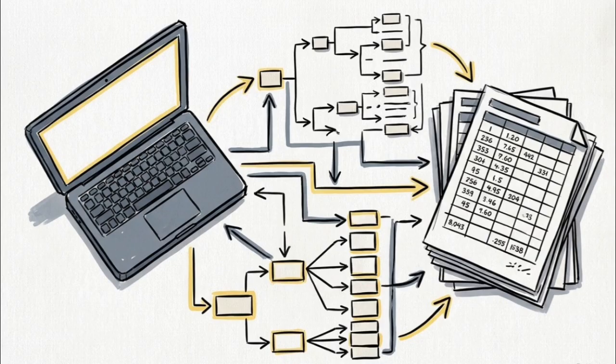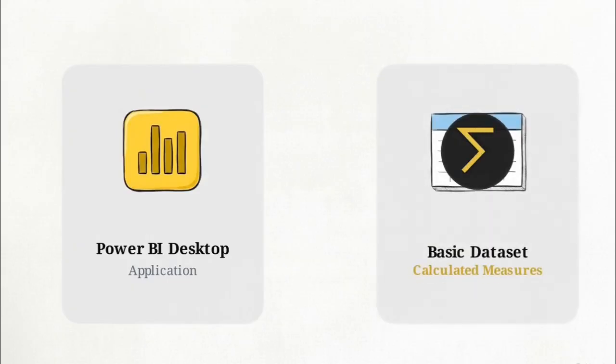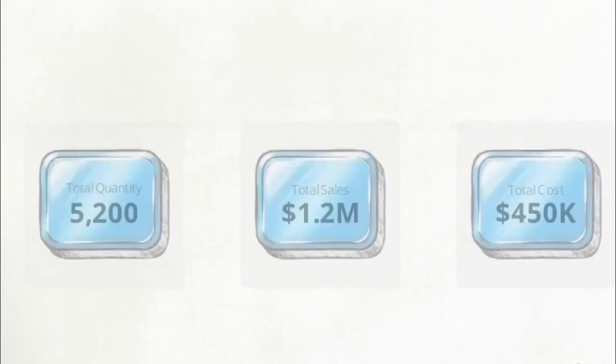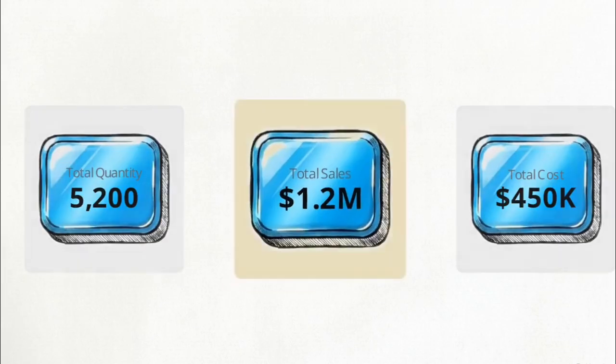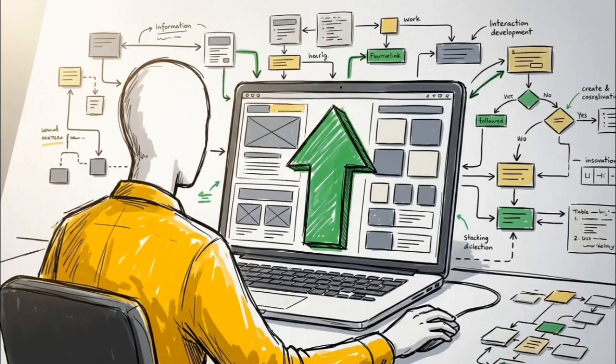To build these structures yourself, you only need two prerequisites: an updated version of the Power BI desktop application and a basic dataset populated with a few calculated measures. Managing these specific design layers gives you precise control over which numbers a viewer notices first and how they interpret those values the moment they open the report.